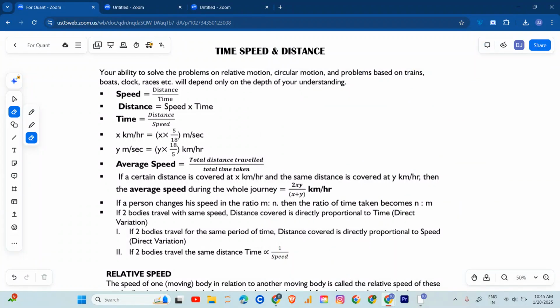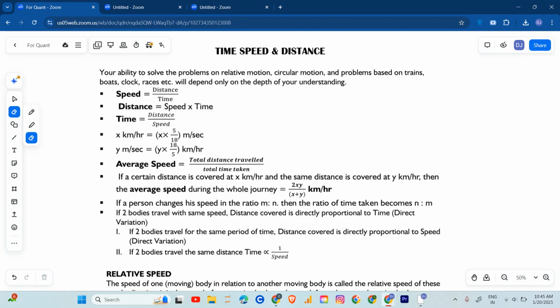Okay, so today we are going to discuss time, speed, and distance. This is a very basic concept, and we have to just understand the basic relation between time, speed, and distance, and we will apply those concepts in the problem.